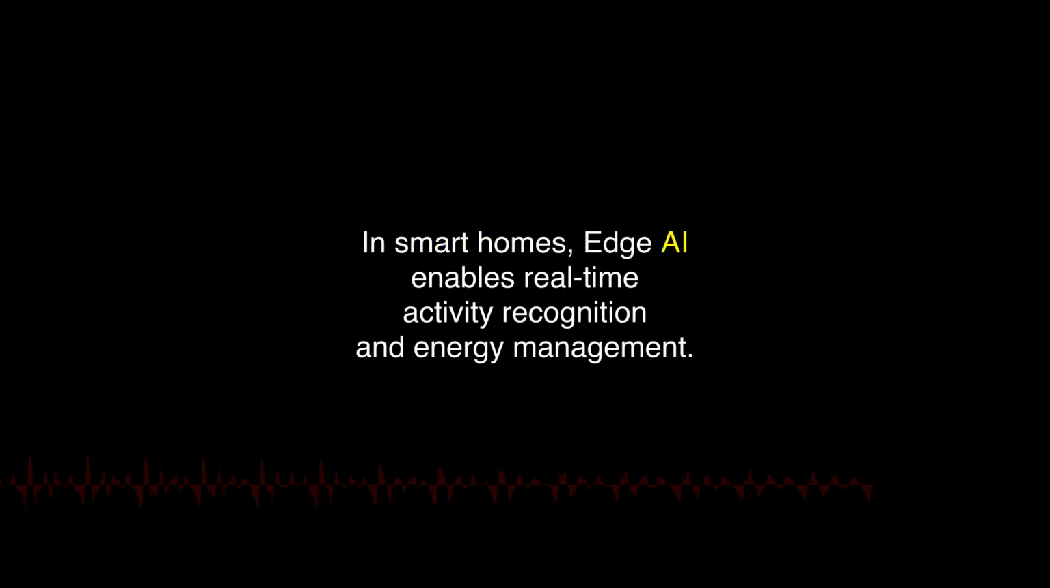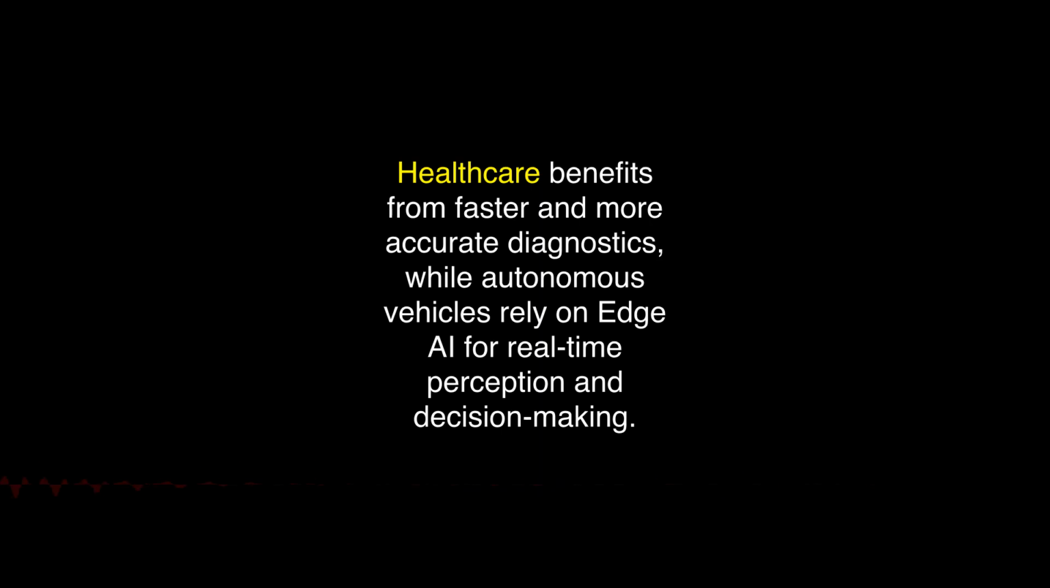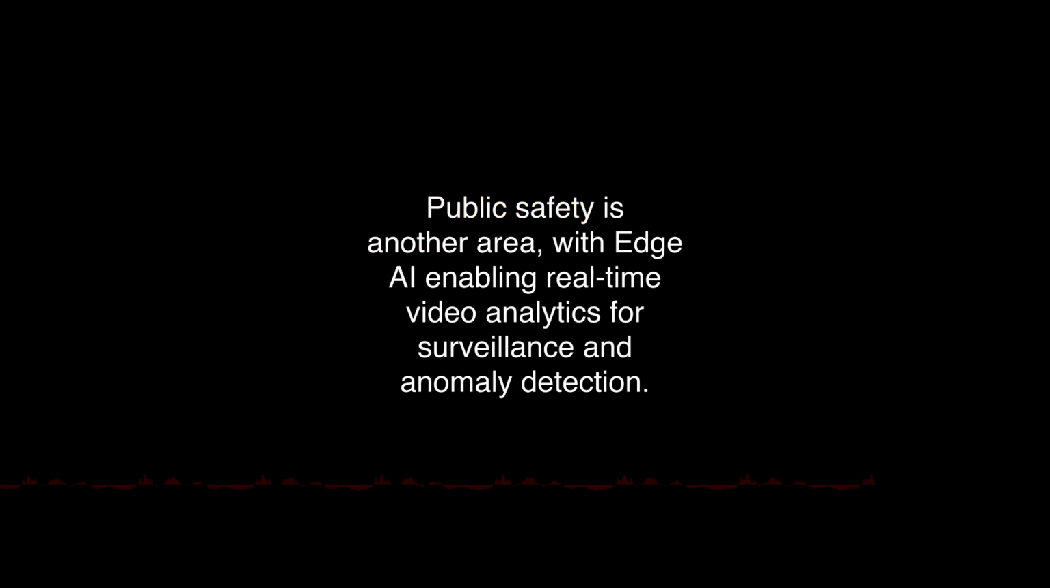There are so many. In smart homes, edge AI enables real-time activity recognition and energy management. In industrial automation, it helps optimize production lines and perform predictive maintenance. Healthcare benefits from faster and more accurate diagnostics, while autonomous vehicles rely on edge AI for real-time perception and decision-making. Public safety is another area, with edge AI enabling real-time video analytics for surveillance and anomaly detection.